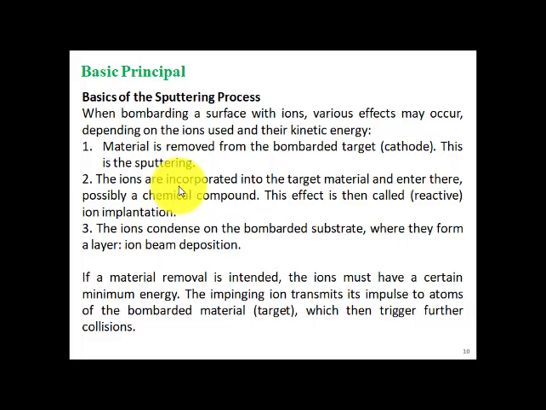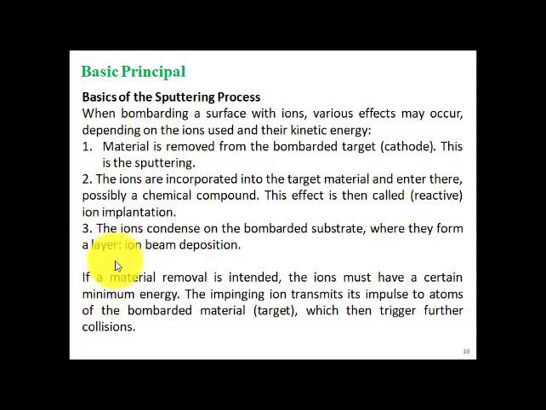The ions are incorporated into the target material and enter there. Possibly a chemical reaction may occur and a chemical compound can form. So this effect is then called reactive ion implantation.